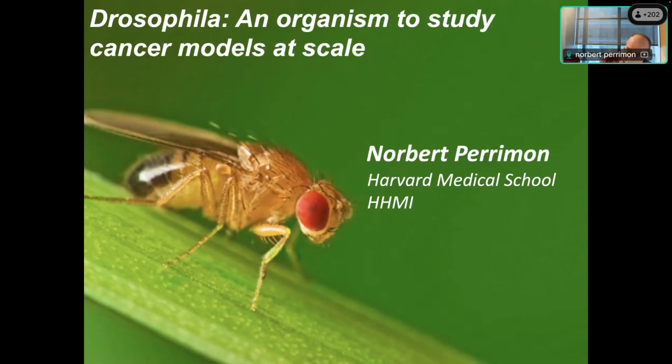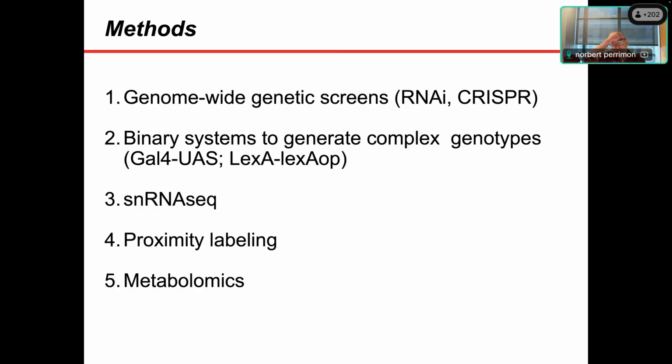What I want to do today is really to focus on the different methods that we're using to take apart those Drosophila cancer models. We're basically using genetic screening, as David was mentioning, but we're also combining this with transcriptomics, and I'm going to be talking about single nuclear RNA-seq, as well as proteomics, like proximity labeling, and metabolomics. Those methods, together with sophisticated genetic approaches, which allow us to generate animals with very complex genotypes, are helping us to get really novel insights into the processes of tumor formation and interorgan communication.